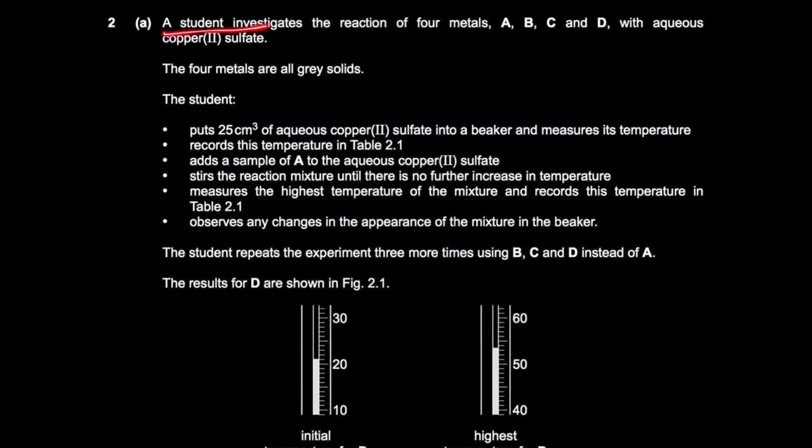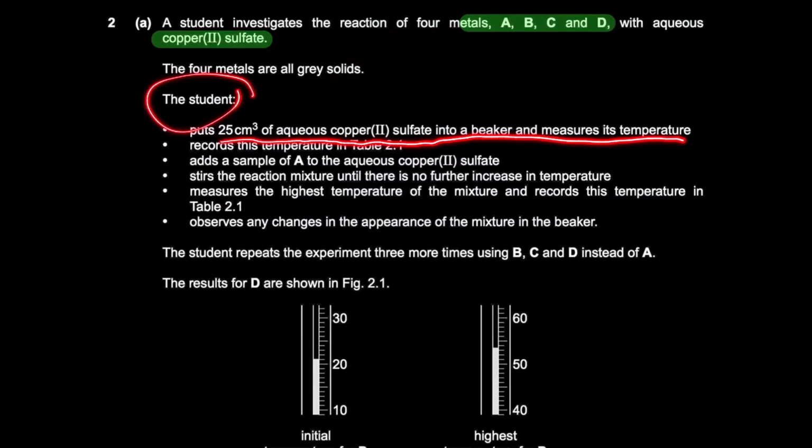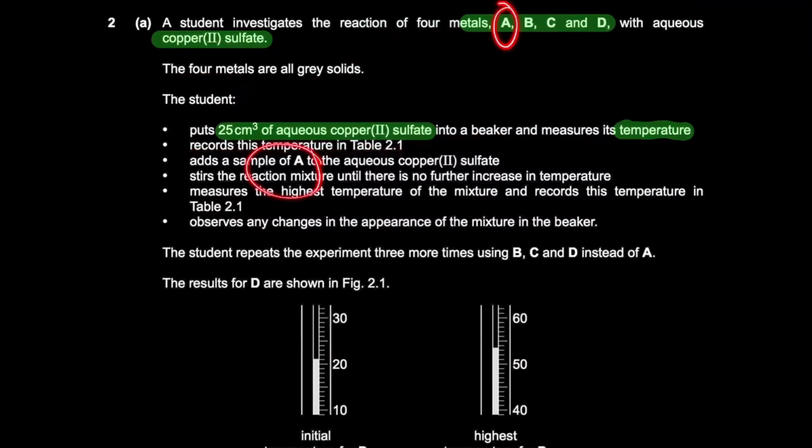A student investigates the reaction of 4 metals, A, B, C, and D, with aqueous copper 2 sulfate. The 4 metals are all gray solids. The student puts 25 cm cube of aqueous copper 2 sulfate into a beaker and measures its temperature. Records this temperature in table 2.1. You add a sample of A, which is one of the metals, to the aqueous copper 2 sulfate. Stir the reaction mixture until there is no further increase in the temperature.